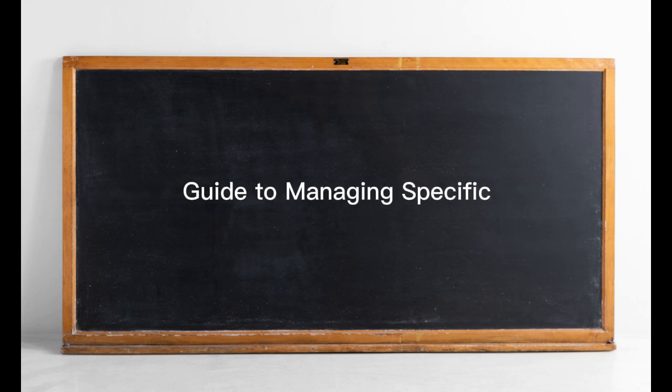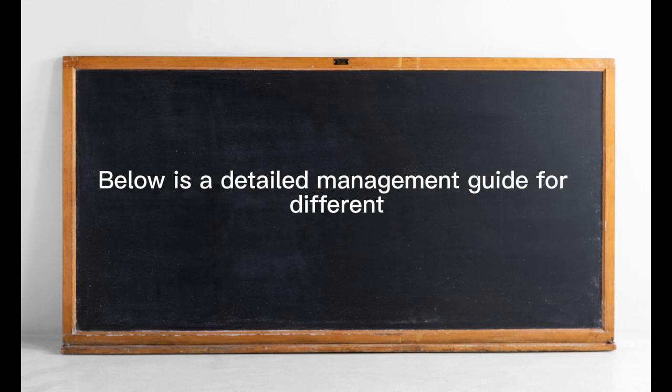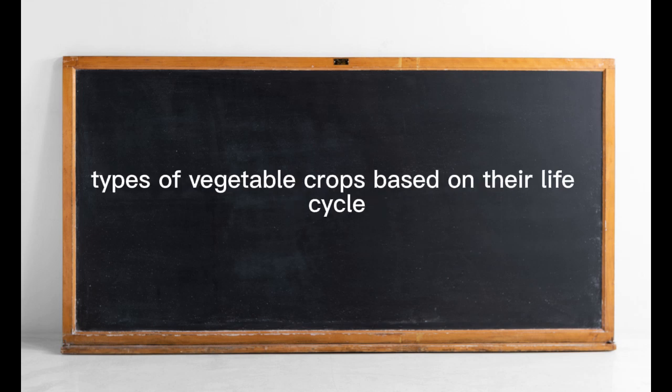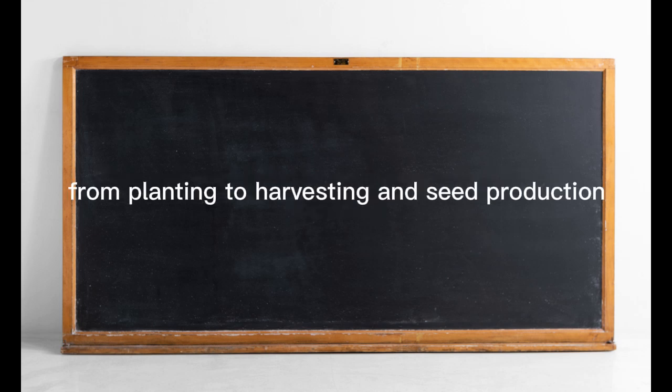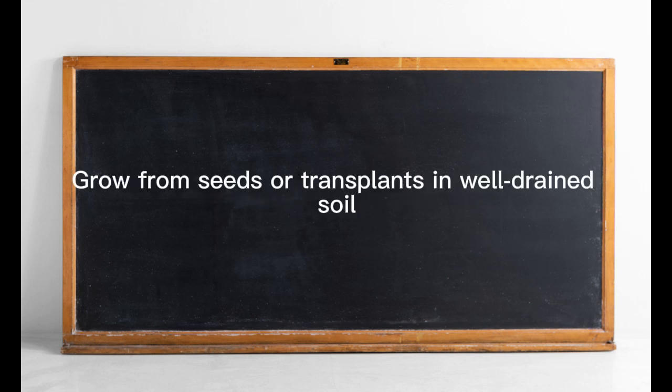Guide to managing specific vegetable crops based on their life cycle. Below is a detailed management guide for different types of vegetable crops based on their life cycle, from planting to harvesting and seed production. 1. Leafy vegetables. Growth cycle: annuals, biennials grown as annuals. Best practices. Planting: grow from seeds or transplants in well-drained soil.